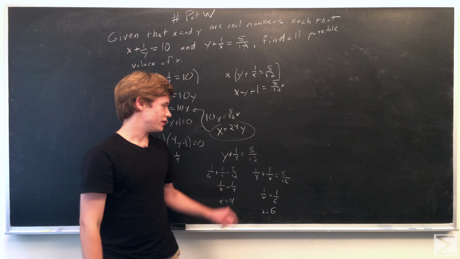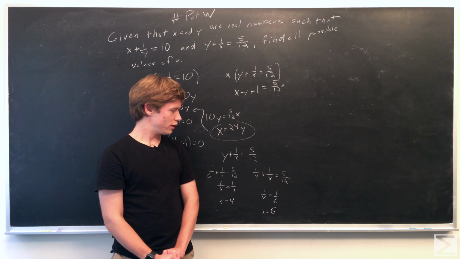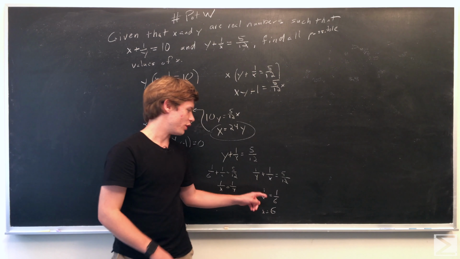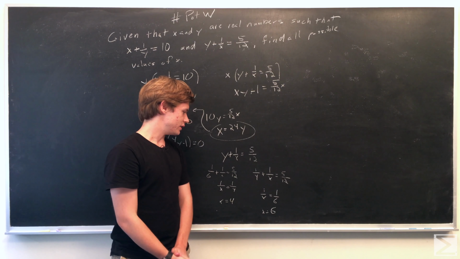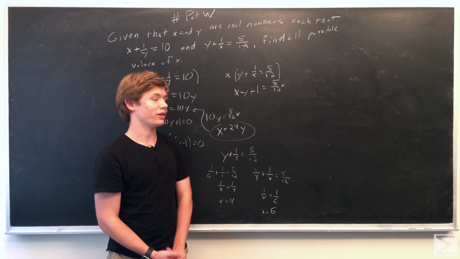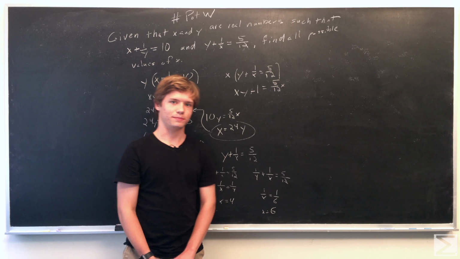And then if y is equal to 1/4, we subtract: 5/12 minus 1/4, excuse me. And we see that 1 over x equals 1/6, so x is equal to 6. So to answer the question, the values of x are 4 and 6.